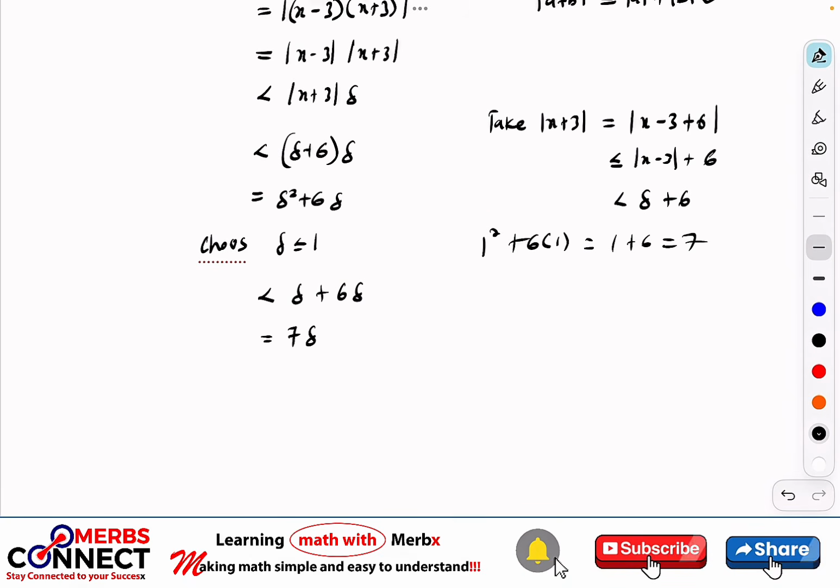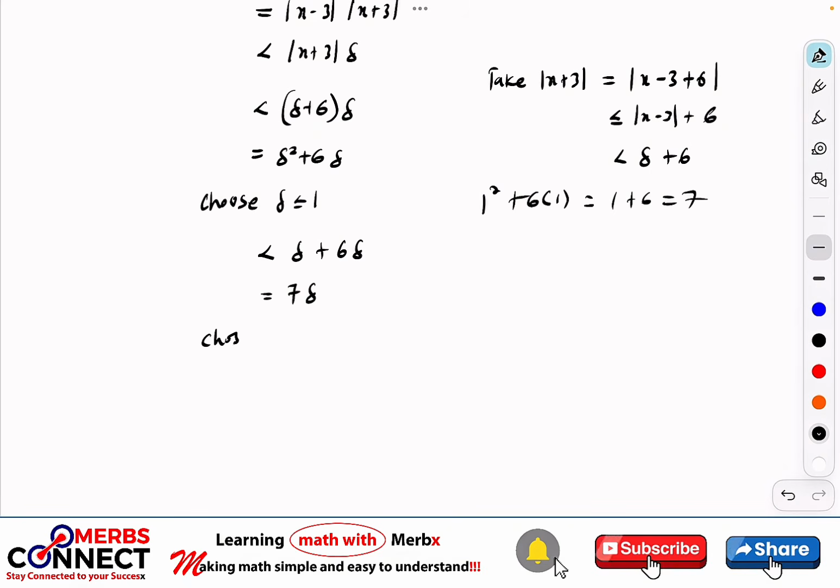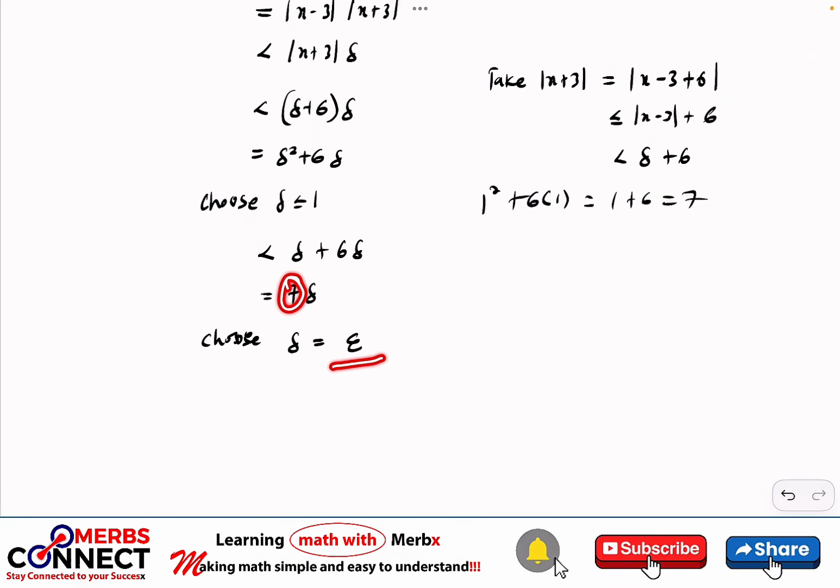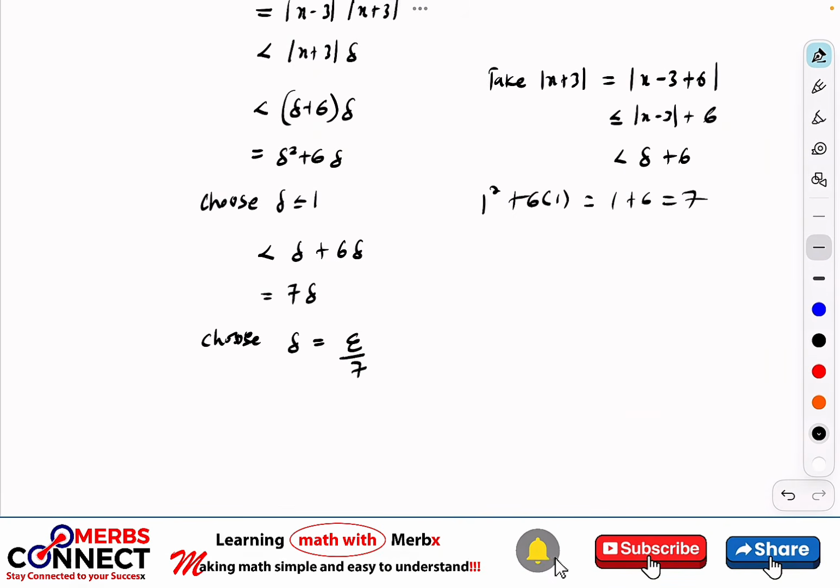Great. And here, I'm also going to choose something again. I'm going to choose epsilon to be equal to something so that we get epsilon. This is a very simple choice to make here, right? Or let me choose delta again. Choose delta to be epsilon over 7. You are choosing delta to be the same as epsilon, but you look at the coefficient and use it to divide. The coefficient of delta is 7, so I divide by 7. If it is 2, I divide by 2.